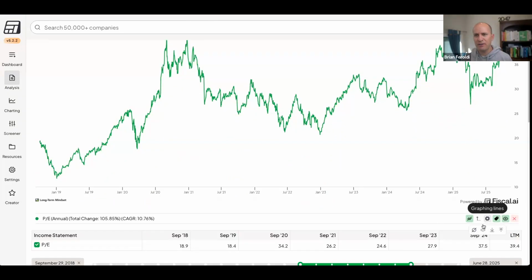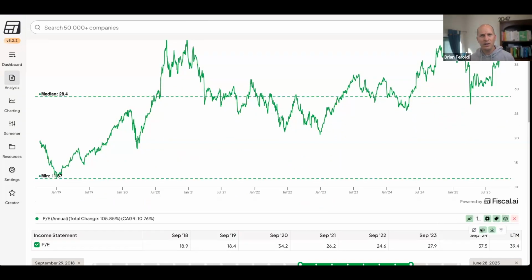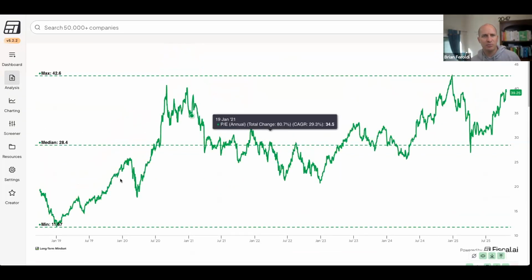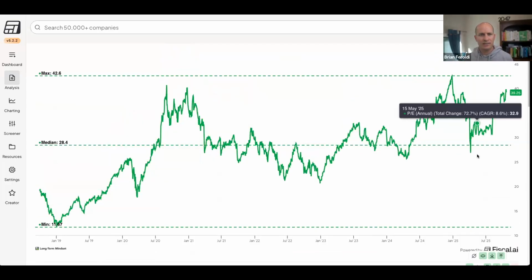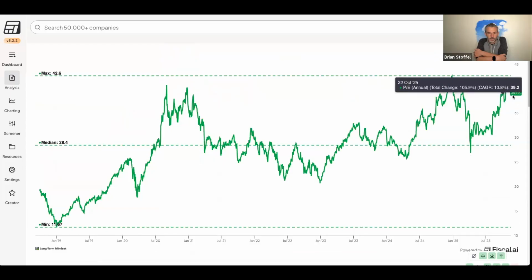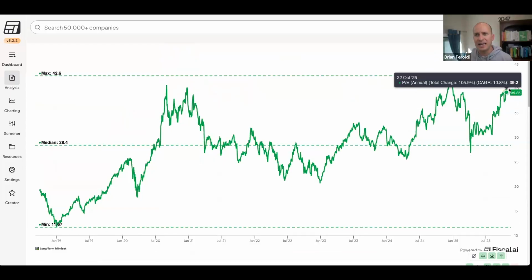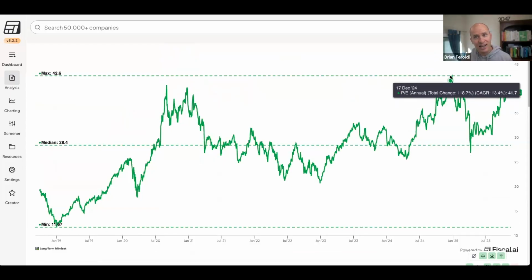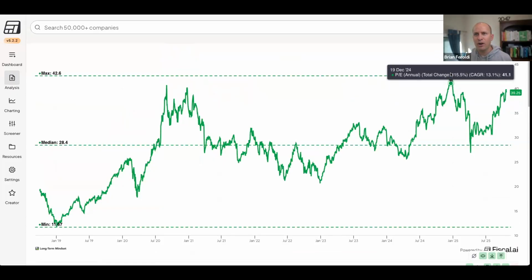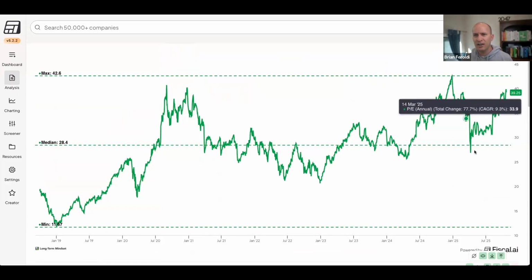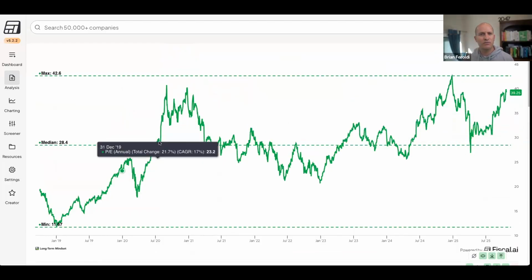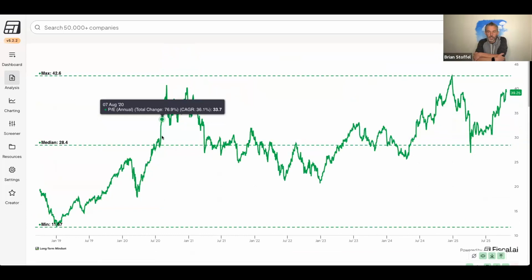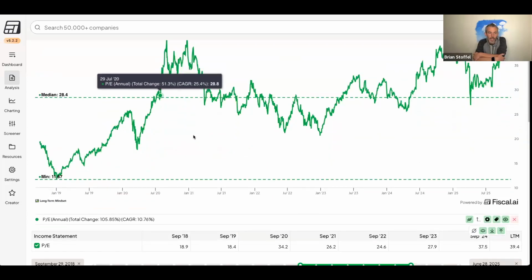If we hit this graphing line button and do middle, high, low, we can see what the trend is. So this has traded at an average of 28 times earnings over the past five, call it six years. Currently 39 times trailing earnings. It hit 41 at the end of last year. It looks like it got down to about 20 at its low. Now I'm curious what we'll see with free cash flow.